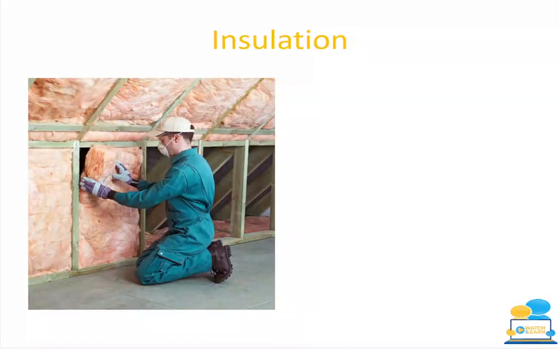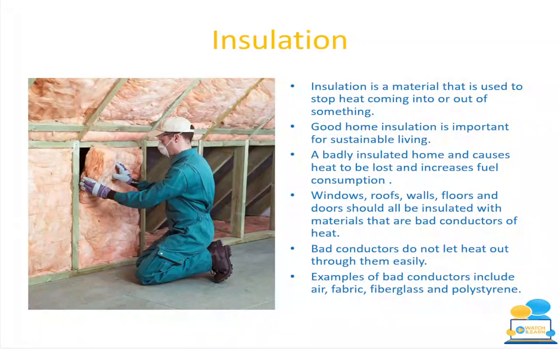The big blocks of pink stuff there are called insulation, and they are made out of fibers. It's a material which is used to stop heat coming in or out of something. It's in all of the walls in your house, and then they have plaster over it, and then they paint over that. If you go up into the attic, you will more than likely be able to see it, as it more than likely won't be plastered over. So good home insulation is really important for sustainable living.